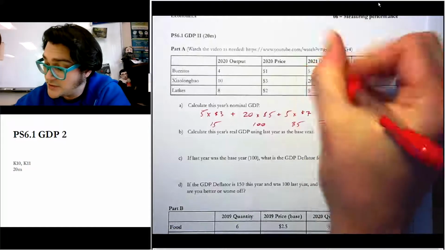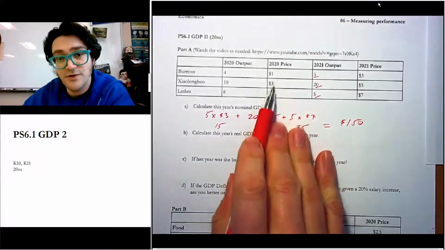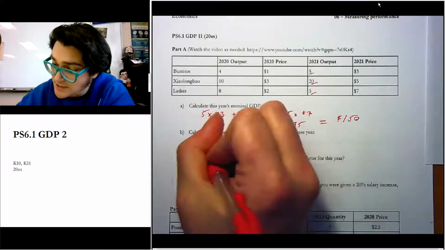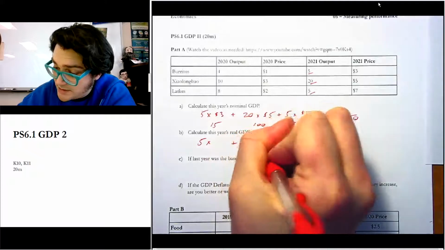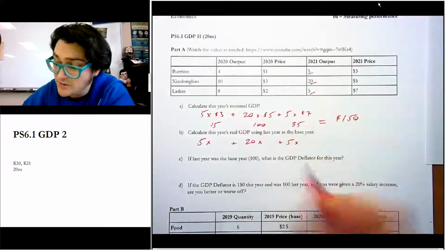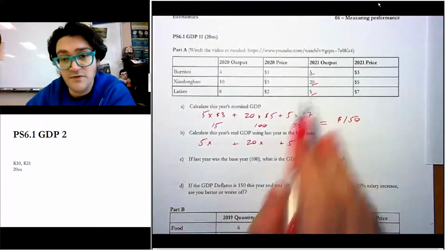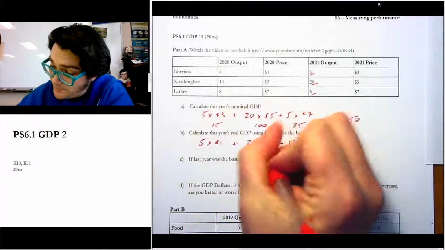So we're going to basically use these quantities, but last year's prices. So 1, 3, and 2. And so we'd say 5 plus 20 times plus 5 times. And so I'm just rewriting the quantities, 5, 20, and 5, and then we're going to use last year's prices. So 1 and 3.